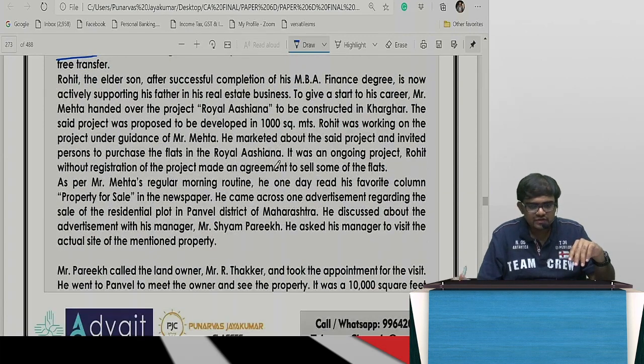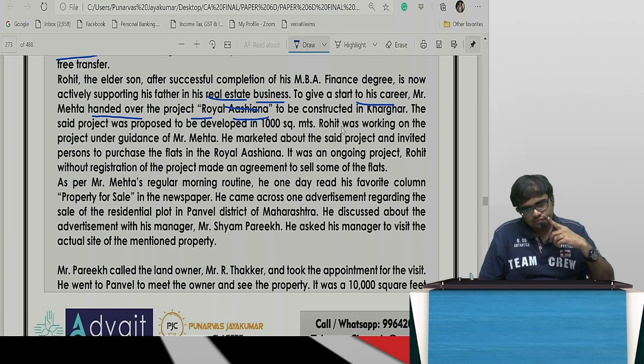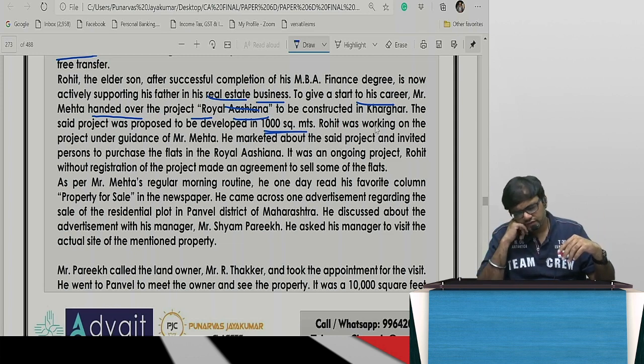Rohit, after successful completion of MBA Finance, is now supporting his father. So to support his career, he handed over the entire project, Royal Ashiana, to be constructed in Kharghar. So the struggles of the rich, unfortunately, they don't have any base, so the father will give everything. Said the proposed development is 1000 square meters, 500 square meters, now it is 1000 square meters. So RERA applicable or not applicable?